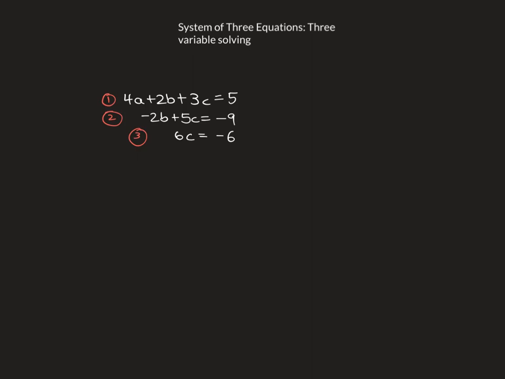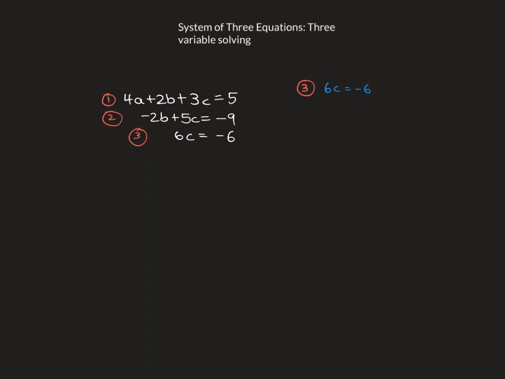Now, what would be our first step? Sometimes you may not get this type of outcome. But in this case, as you can see here, in equation 3, we can just directly solve for one of our variables because we've already isolated the variable and we have a separate value on the other side of the equation. So let's just go ahead and write out equation 3. So we have 6c is equal to minus 6.